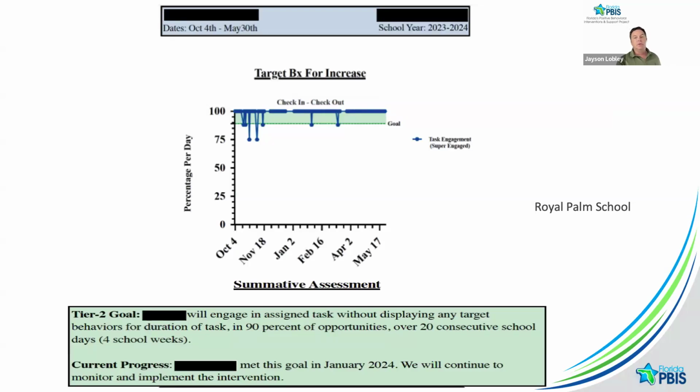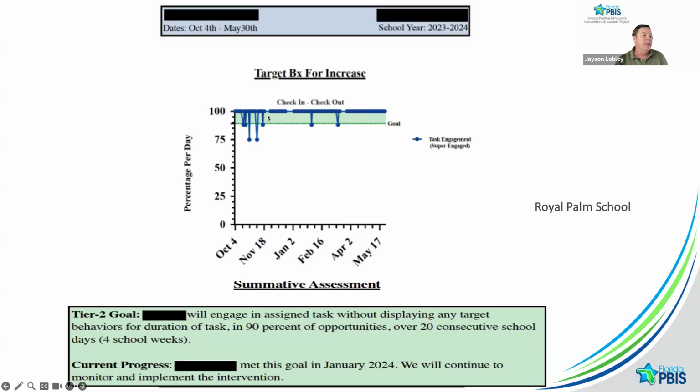And so here's how a school used the data collected on that daily progress report and put it into a graph. As you can see, the student has a goal for task engagement and met it in January. However, the team decided to monitor and implement the intervention to maintain that progress. I'm not sure why, but maybe they had some decision rules on why they wanted to keep that intervention. So this team could have had opportunities to start backing down the intervention, maybe not abandoning it altogether, but looking at different goals or raising the criteria for success, perhaps.